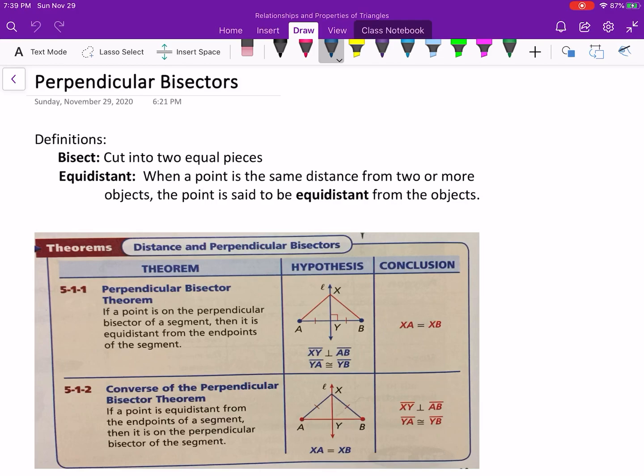These are the notes from Monday, November 30th, geometry class. We're going to look at two theorems and their converses today. The first one is the perpendicular bisector theorem.